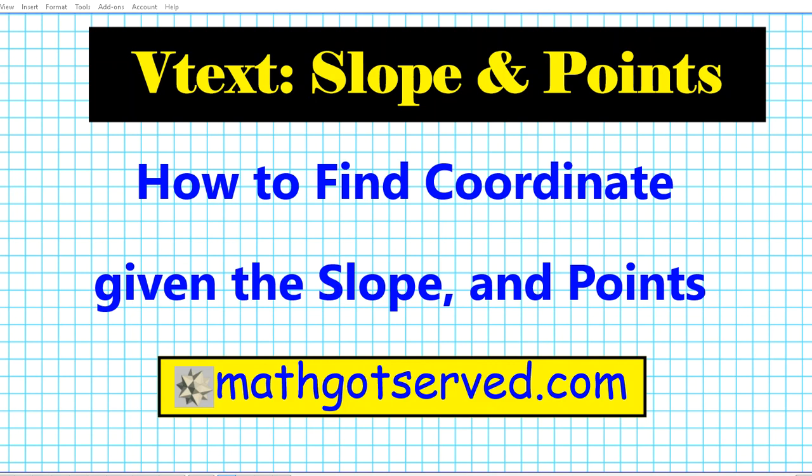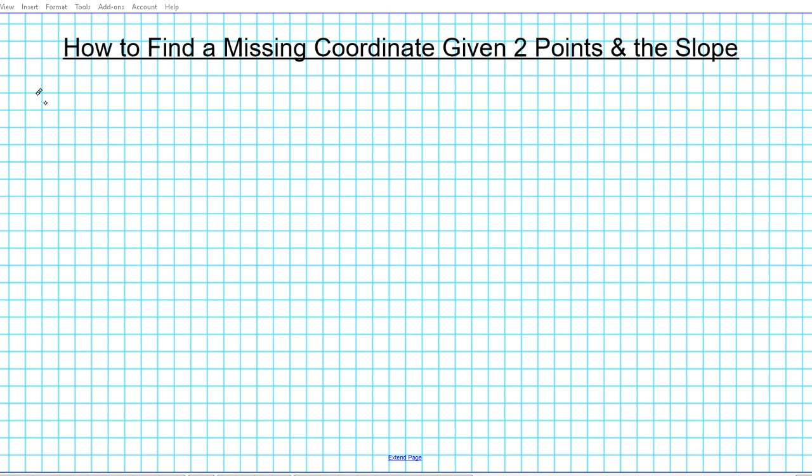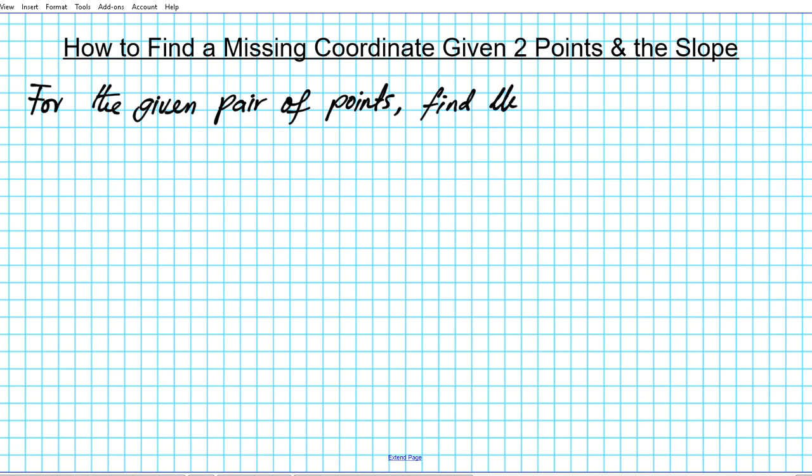In this clip, we're going to be going over how to find a coordinate given the slope and a pair of points. Alright, the instructions are as follows. For the given pair of points, one of them is going to be incomplete. So for the given pair of points, the task is to find the x value that results in the given slope. Okay?